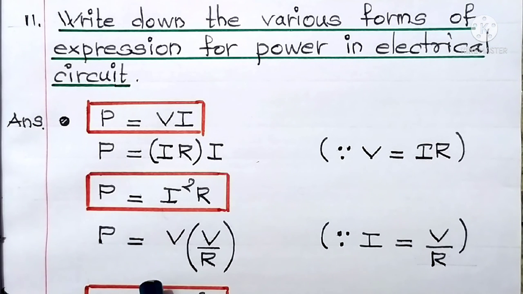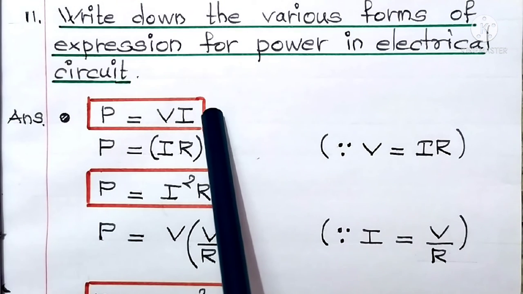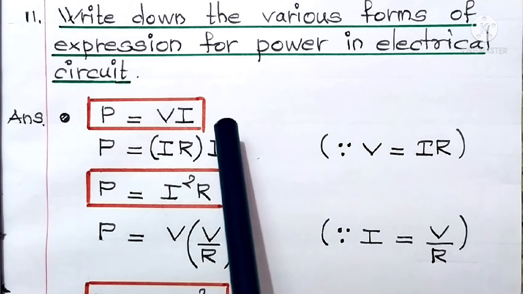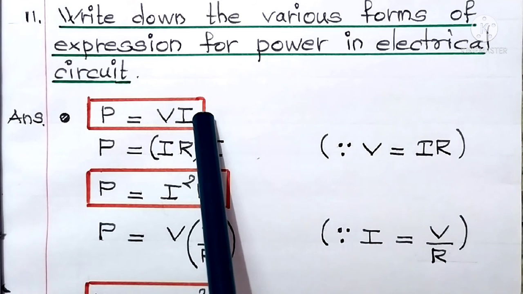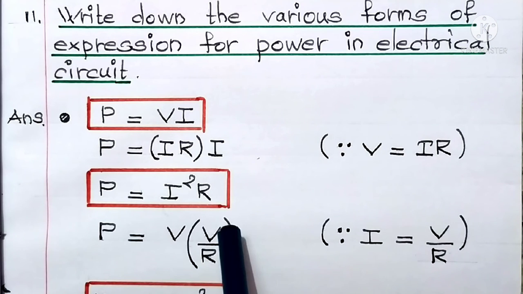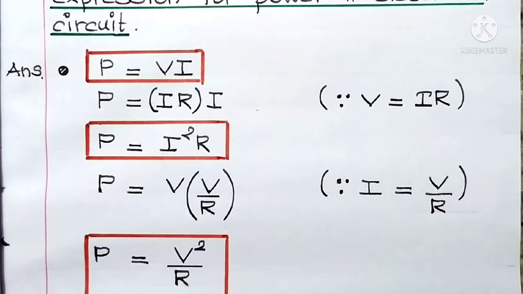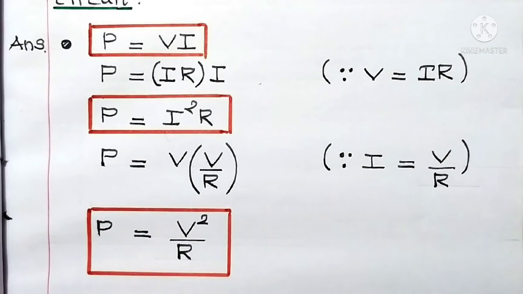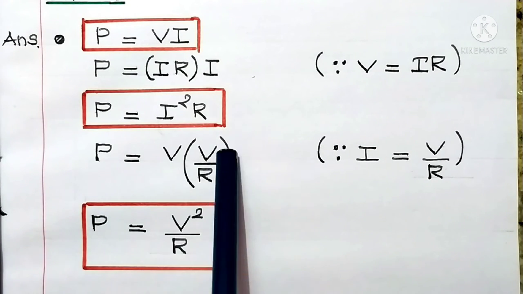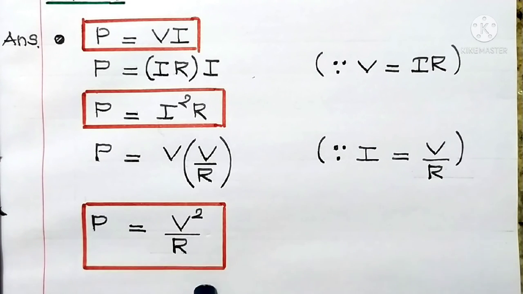In the next step, P is equal to V into V by R. We have taken this first expression, P is equal to VI, and in the place of I have substituted V by R. So P is equal to V into V by R. The reason is I is equal to V by R. So in the next step, P is equal to V into V squared by R. So P is equal to V squared by R.